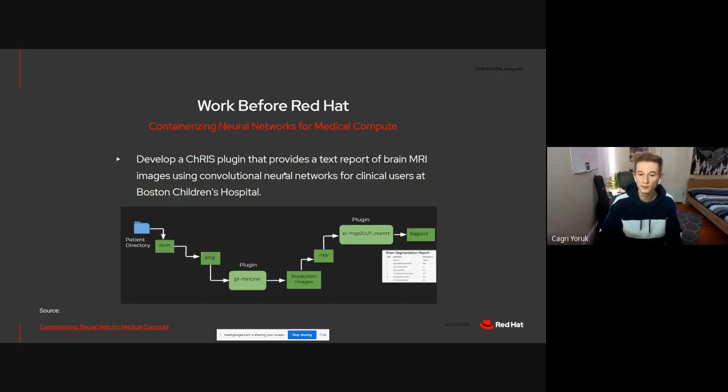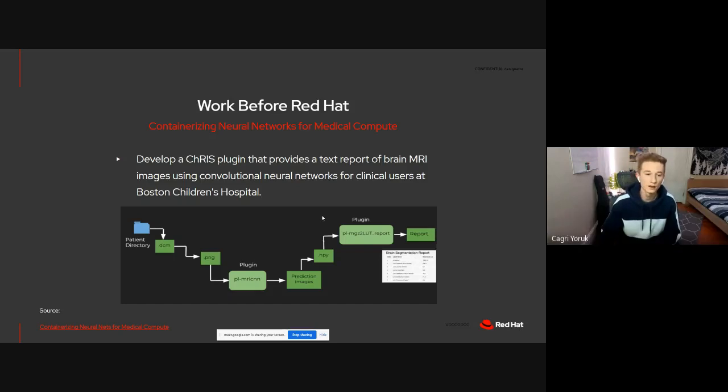And there's a picture of our inference pipeline that we built. It basically takes medical standard DICOM files as input. Then we convert them to PNG files and feed them to our MRI CNN, which is the convolutional neural network. After we get our prediction, we convert them to NumPy images, and then we feed them to another plugin called MGZ to load report. And this basically spits out a segmented brain report as a PDF file.